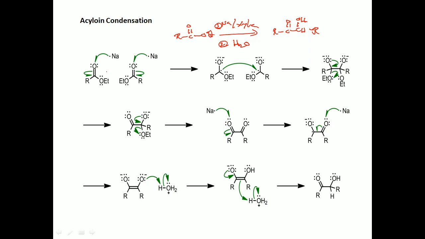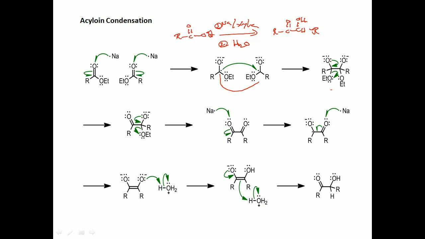So you see this one here, by gaining an electron, that becomes a radical. Actually there is no proton source. If there is a proton source, this O minus becomes an OH, but there is no proton source. So here radical dimerization takes place, and we'll get the dimer product.